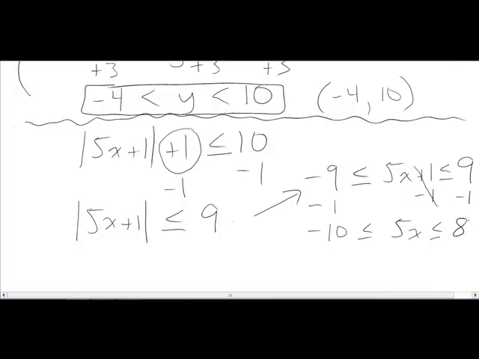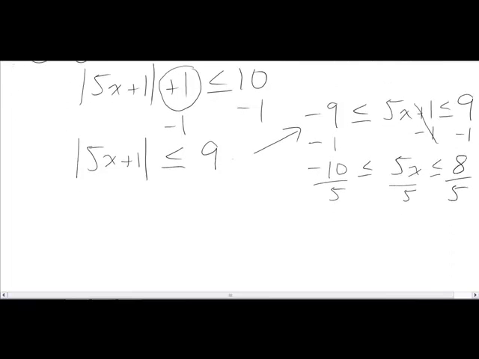And one last step, divide by 5 to get x by itself. Divide by 5, divide by 5. And that gives me negative 2 is less than or equal to x is less than or equal to 8/5. You really can't do anything with that, so let's just leave it as a fraction, 8/5.